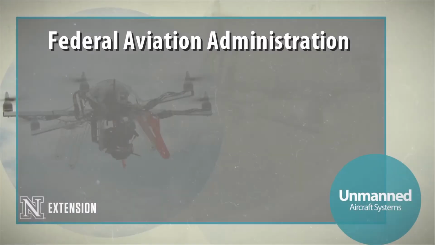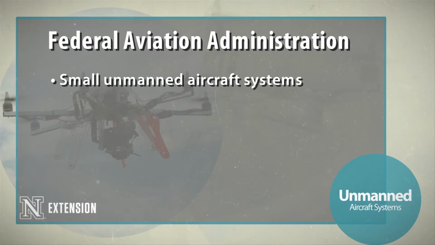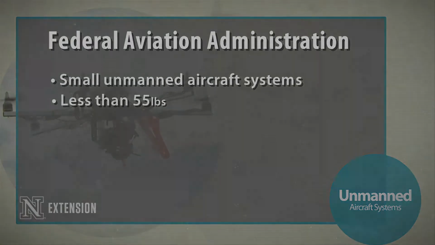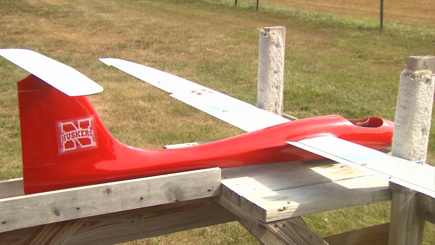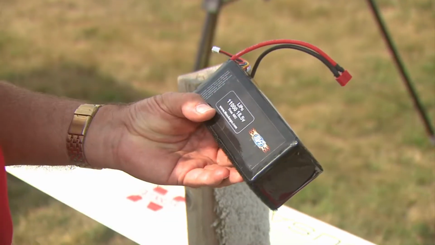First off, we probably ought to visit about the Federal Aviation Administration and how the Federal Aviation Administration is considering what's called small unmanned aircraft systems as being those that are less than 55 pounds. In terms of unmanned aircraft systems, there are two main categories. One would be a fixed wing, something like what I have here in front of me. This is an airplane. Aircraft like this tend to have longer flight durations. This will fly for about an hour and a half on a battery.